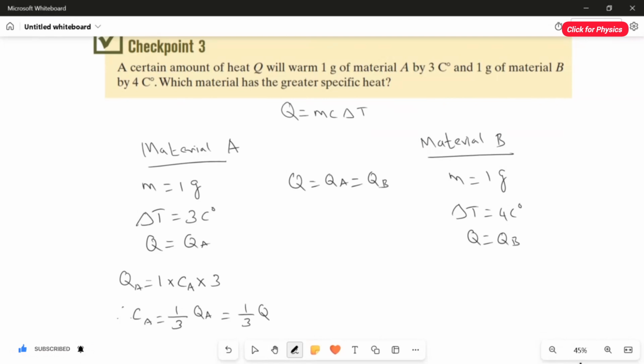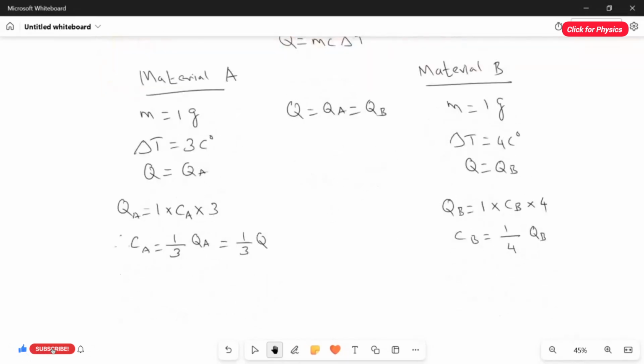We have to check the same thing here. QB equals 1 gram multiplied by the specific heat of the second material B multiplied by the change in temperature, 4 Celsius degrees. So therefore CB equals 1 over 4 multiplied by QB. Now here QB is equal to QA, which is equal to Q. So we can write this as 1 over 3 times Q.